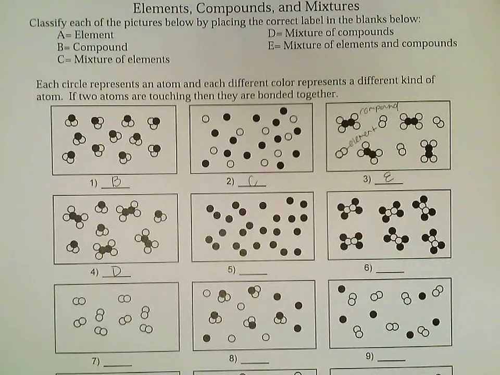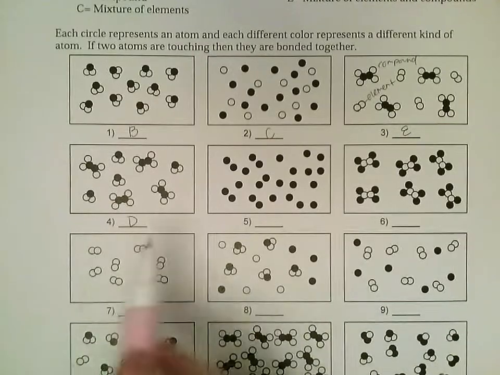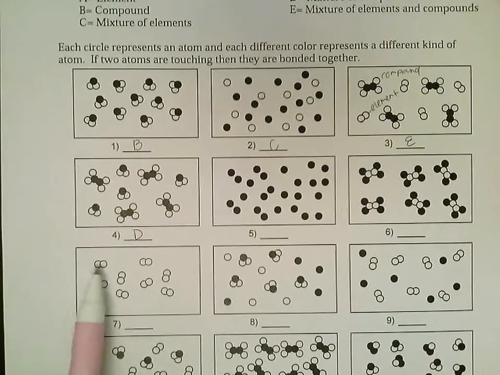Now let's check out number 7. All of these are the same, so we know that has to be an element or a compound. And then the other thing we need to look for is the colors. So this is one color, one type of atom, so this is going to be an element.